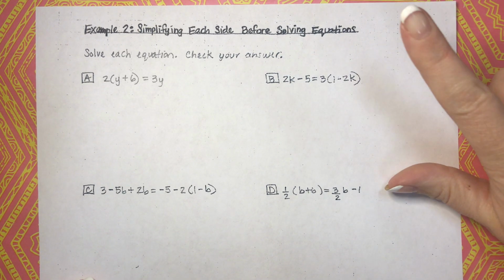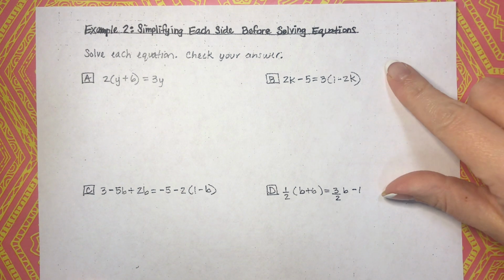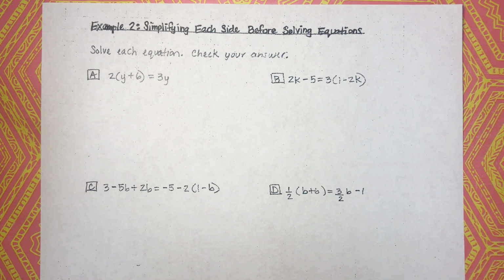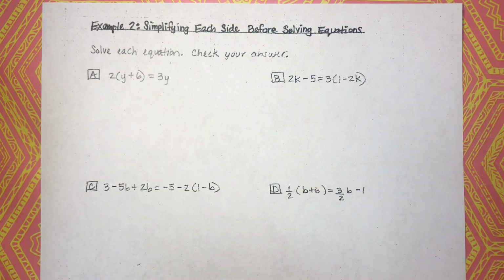Welcome back for example 2, simplifying each side before solving equations. So we need to solve equations and then check our answer. So let's go ahead and look at A. There is 2 multiplied by the quantity y plus 6 equals 3y.